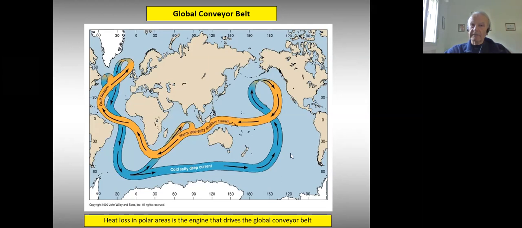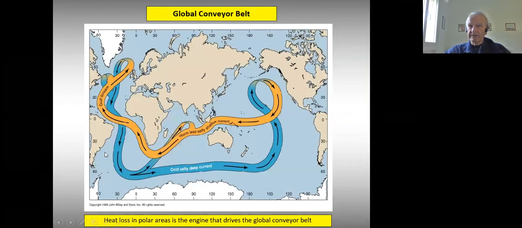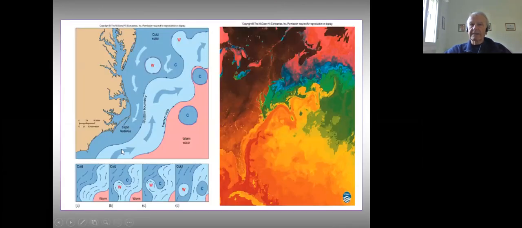One part of this circulation of the global conveyor belt is this Gulf Stream. You can see this Gulf Stream which goes northward, at a certain point leaves the North America coast and goes toward Europe, and then comes back here, and here you have a sinking. And in fact, this is how the Gulf Stream looks from the satellite.